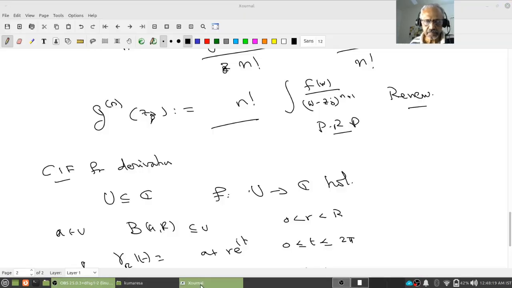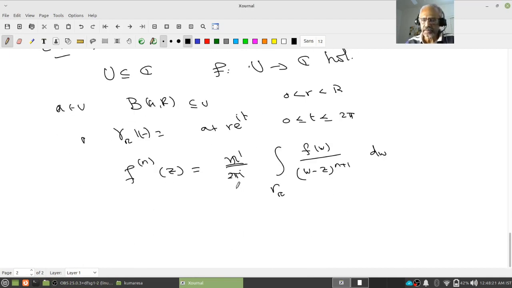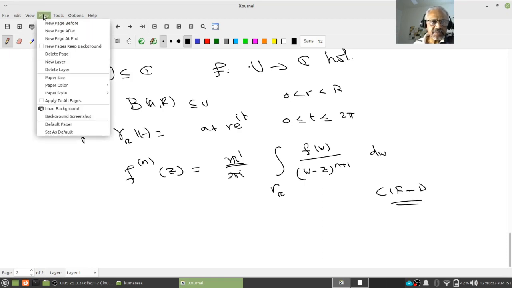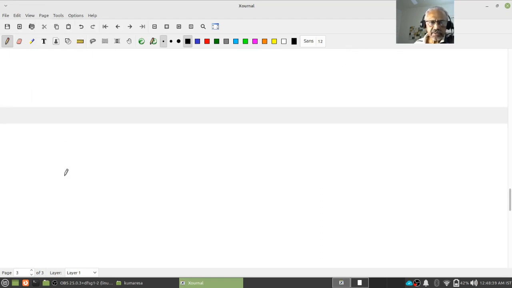Go back. Please make sure that you understand this is called the Cauchy integral formula for derivatives. I usually denote it by D for derivatives. Right, the next step we want to do is see what you have shown.